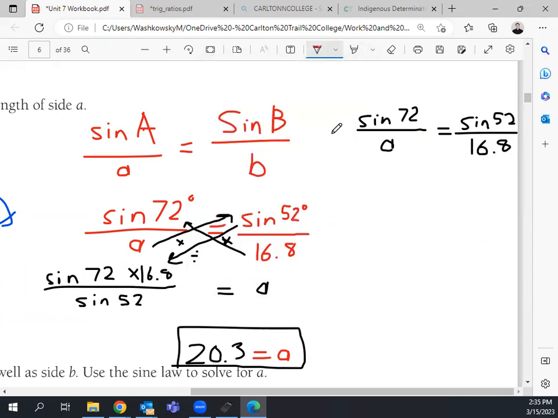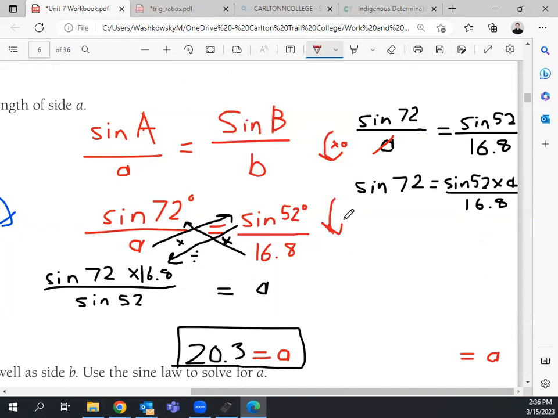So what I'm doing on this right side, the traditional way, is I need to get A by itself. So I'm timesing both sides by A. That crosses out. I'm going to be left with sine of 72 is equal to sine of 52 times A all over 16.8. Now, cool, I have A on top. Now I need to get A by itself. So what I would do then is I would times both sides by 16.8.